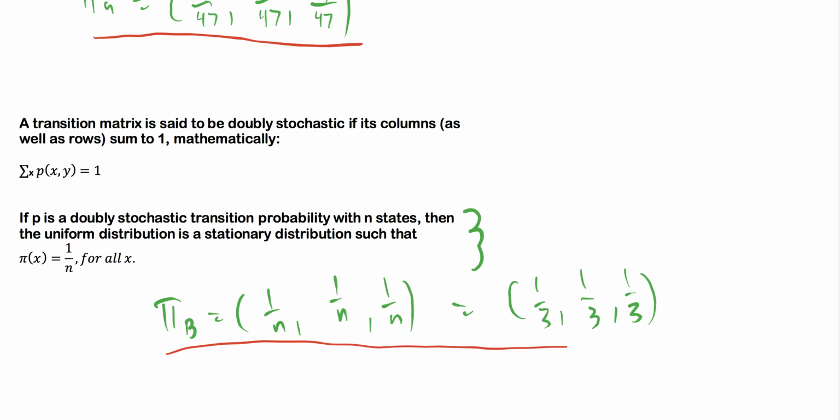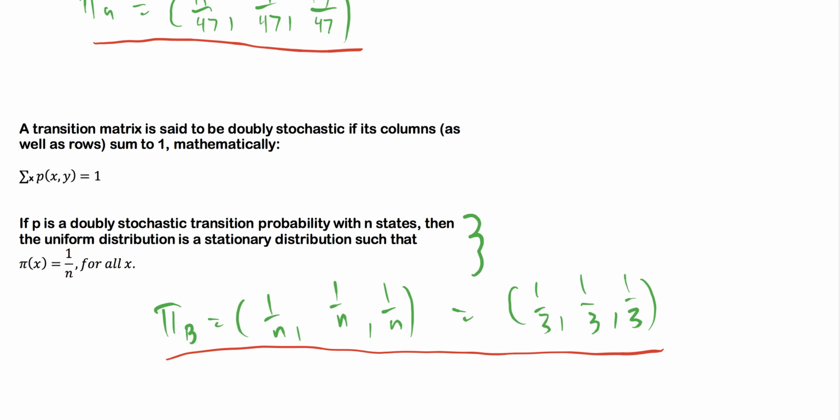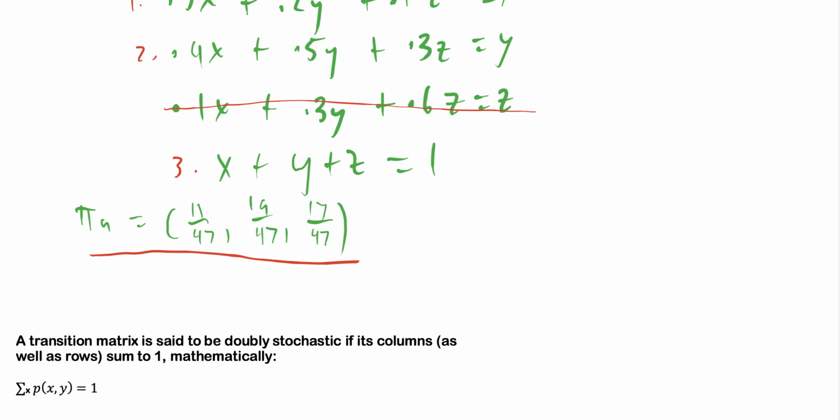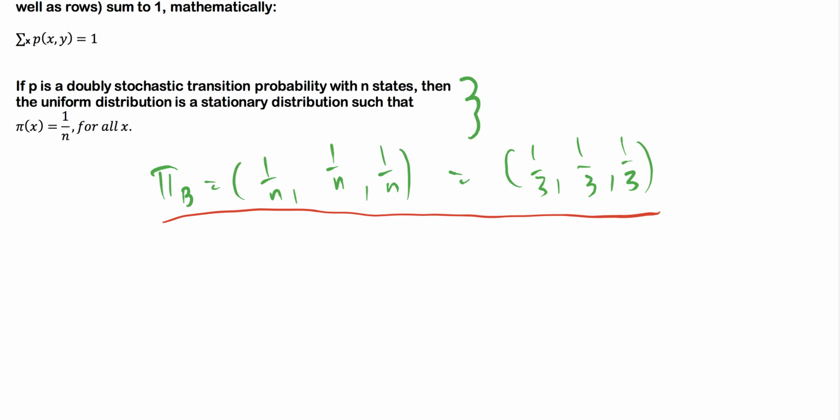Pretty clear cut. Whenever you see a matrix like that, or whenever you get asked a question about a given transition matrix, you should check to see if it's doubly stochastic, and then you can use this theorem where the stationary distribution of a doubly stochastic chain is just 1 over n for all cases. So that's pretty straightforward.